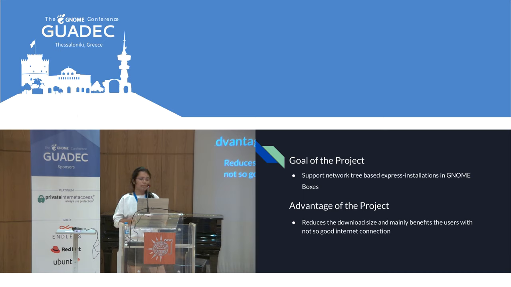So the goal of our project is to support network tree-based express installations in GNOME Boxes. How would this benefit us? It would reduce the download size of the media. We will not be downloading the whole media for creating a virtual machine. We'll just be getting the things required to create a virtual machine from a network tree location. That would reduce the download size, and it would mainly benefit users with low internet connections.